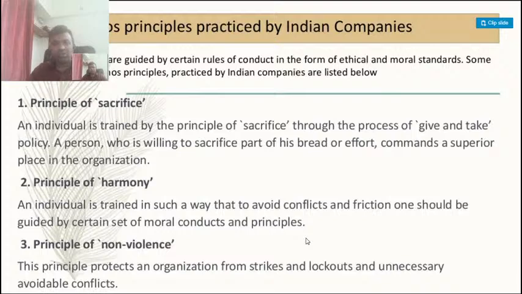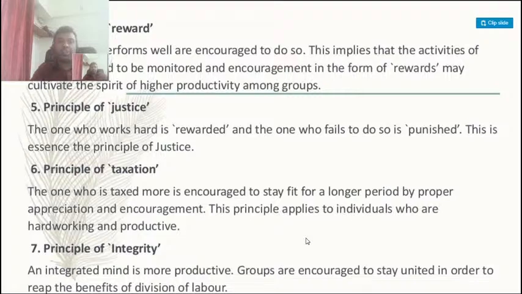So these are some of the principles, like non-violence. We never look for lockouts or unnecessary conflicts. There is always belief in communication, rewards, justice, taxation, integrity. These are some of the principles which we always follow from an ethical perspective to ensure that people are getting their due rewards. There should be a harmonious relationship. There is a oneness in the organization. Every individual employee is happy with their life. There is a work-life balance. They are giving enough time for work, enough time for their life, and they are healthy. They are a productive source of society.